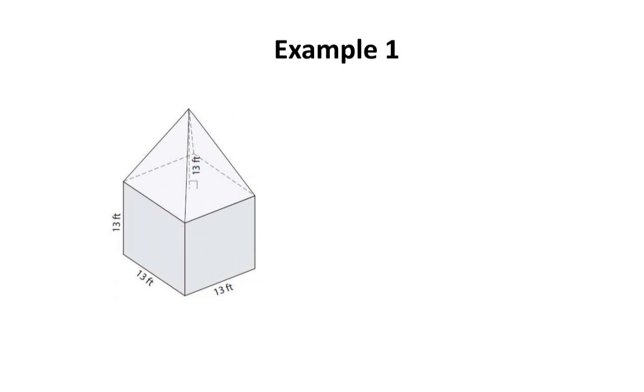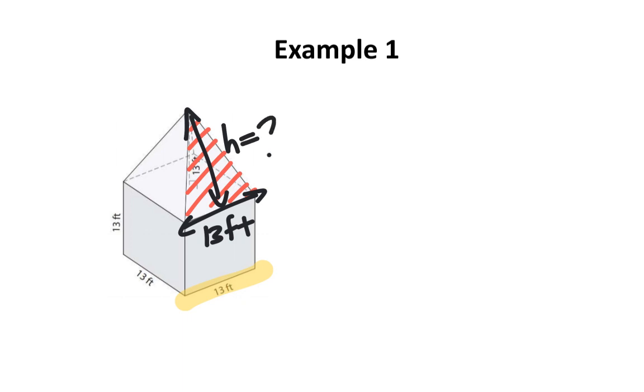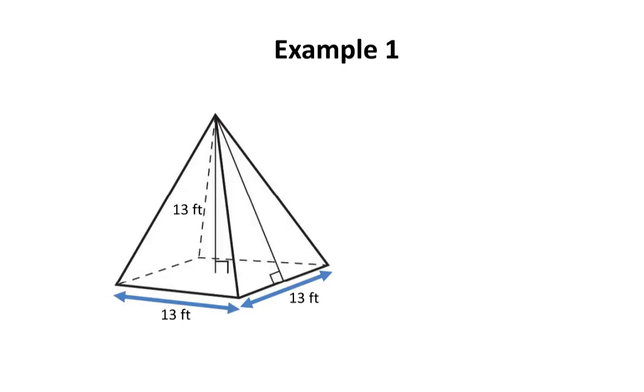Next, I'm going to focus on this face. This face appears to be a triangle. I don't have any dimensions for this triangle, but if this is 13 feet, that would mean this has to be 13 feet as well. We also need the height of this triangle. However, finding it is a little bit more difficult. Let's just look at this square-based pyramid separately on the side. I've gone ahead and separated the square-based pyramid from the composite figure. We want to figure out the height of this triangle.